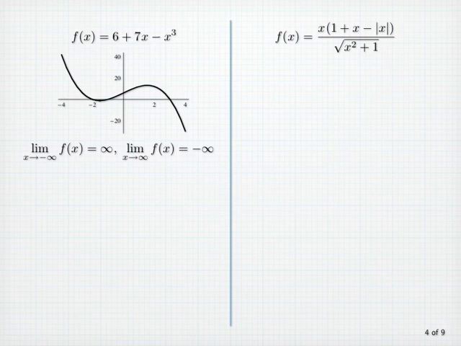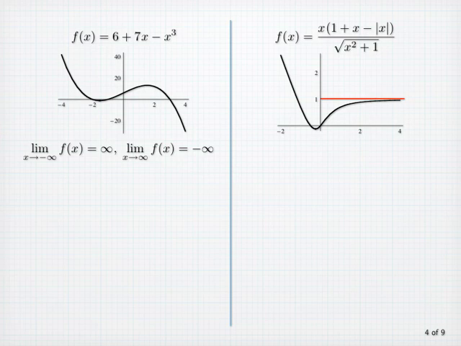Let f of x equal x times 1 plus x minus the absolute value of x, all divided by the square root of x squared plus 1. Here the graph has a rightward horizontal asymptote, y equals 1, but it does not have a leftward horizontal asymptote. Notice here that for negative values of x, the numerator of that fraction is equal to x times 1 plus 2x, while for positive x, the numerator is simply equal to x. Here the limit as x approaches minus infinity of f of x is plus infinity, while the limit as x approaches infinity of f of x is equal to 1.